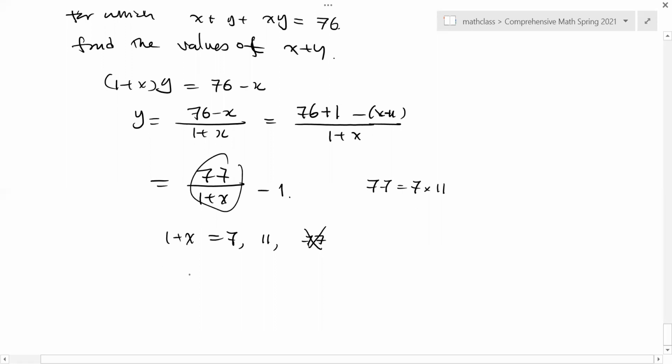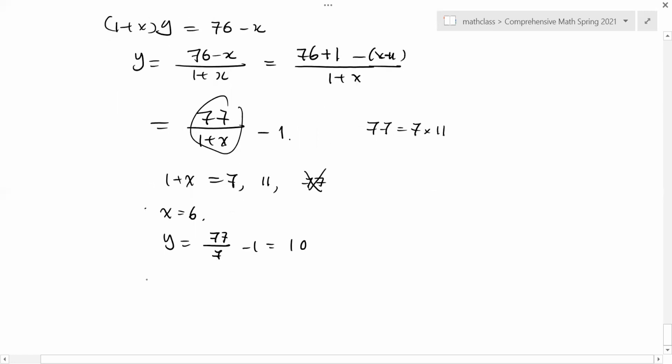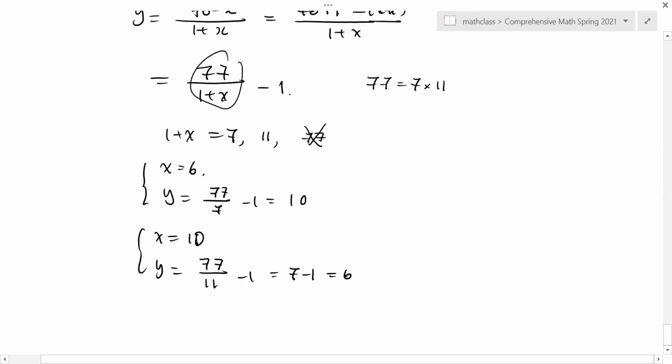So when x equals 6, 1 plus x equals 7. So y is going to be 77 divided by 7 minus 1, so it's 10. Okay, that's the first solution set. The second solution set is when 1 plus x is 11, when x is 10. Then y is 7 minus 1, which is 6. And you essentially get the same set of solutions here.